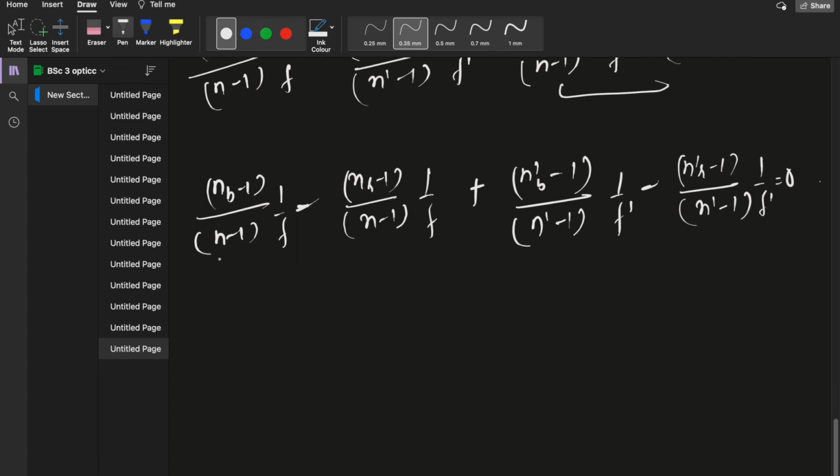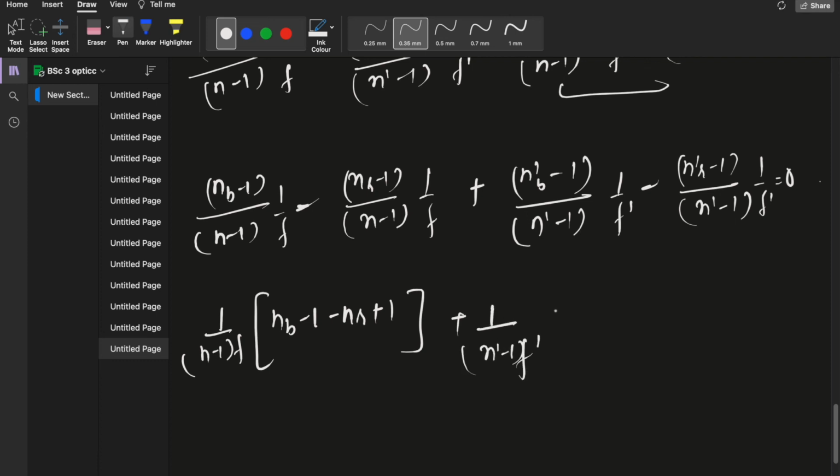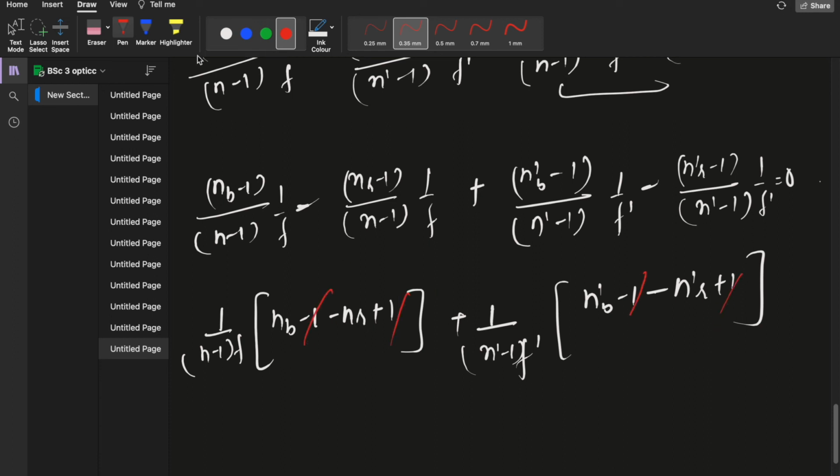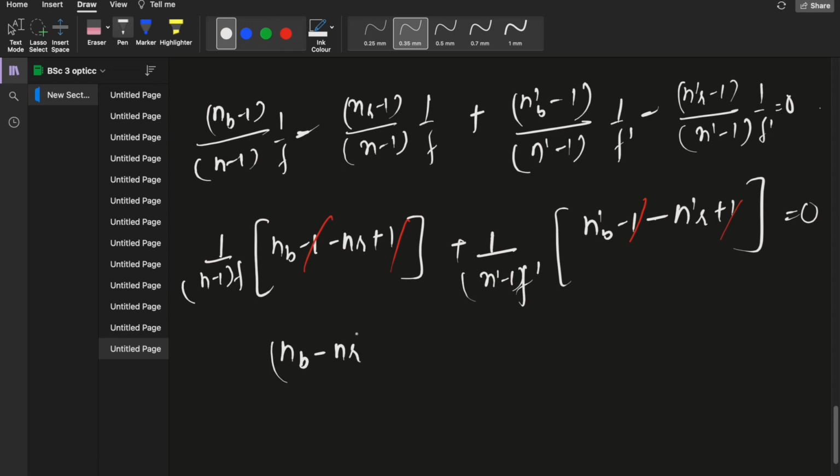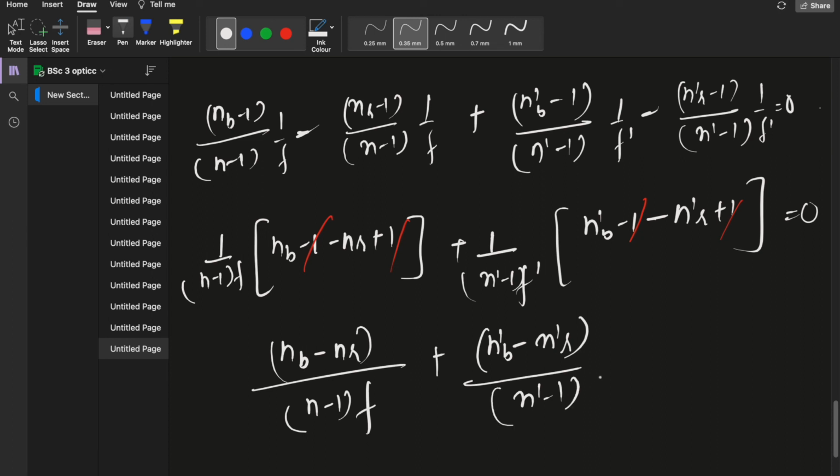Alright, now take the LCM here. I can see 1/((n − 1)f) is common in both, so I can take it common. So what we have is (nB − 1) minus (nR − 1), and the same here with 1/((n′ − 1)f′) common: (n′B − 1) minus (n′R − 1). So the 1s cancel out, which is equal to 0. So this becomes (nB − nR)/((n − 1)f) plus (n′B − n′R)/((n′ − 1)f′) equals 0.